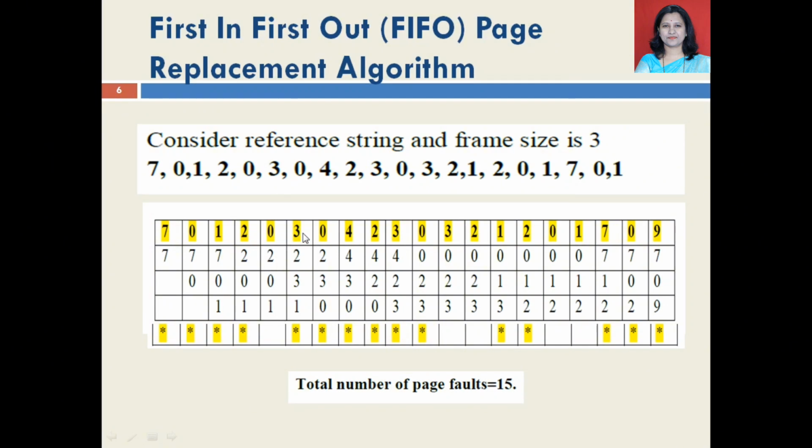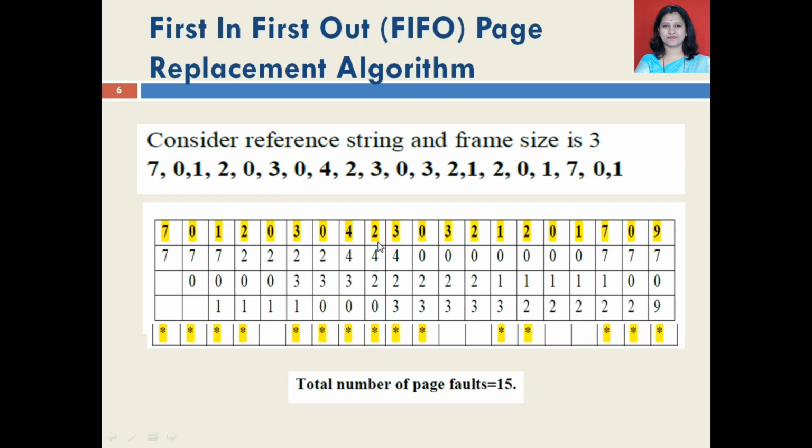Next is 3. Now 0 will get replaced and 3 will get placed over there. So it will become 2, 3 and 1, and a page fault will be there. Next is the 0. So 1 will get replaced and 0 will get placed over there. Now to place the 4, 2 will get replaced and 4 will get placed over there. So it will become 4, 3 and 0.